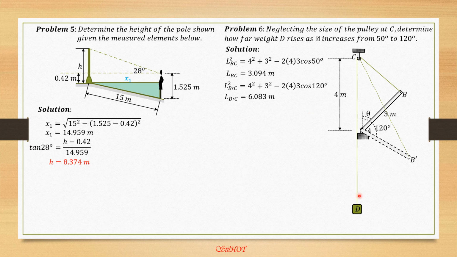So the analysis, the distance weight D rises is the difference between 6.083 and 3.094. So the distance that weight D rises is denoted YD. So YD is 6.083 minus 3.094 meters. So I hope that you can imagine, because the change in length in BC is the distance that weight D rises, because it is connected directly to that weight D there. So Y sub D is 2.989 meters.